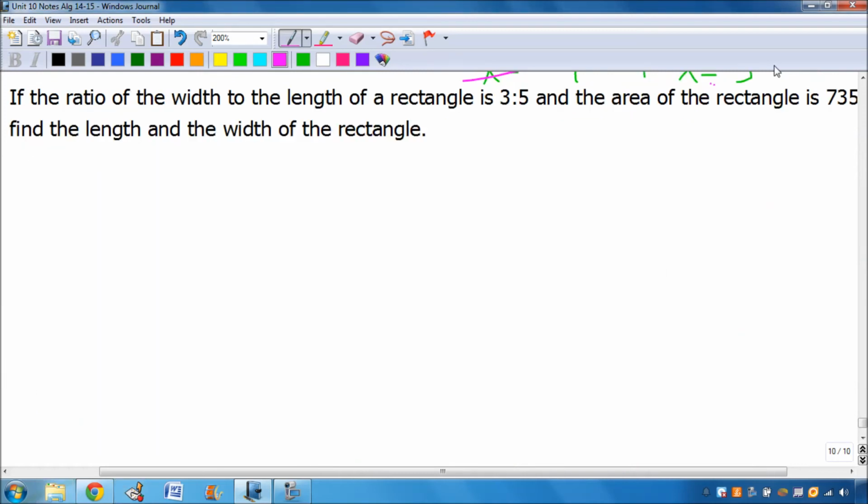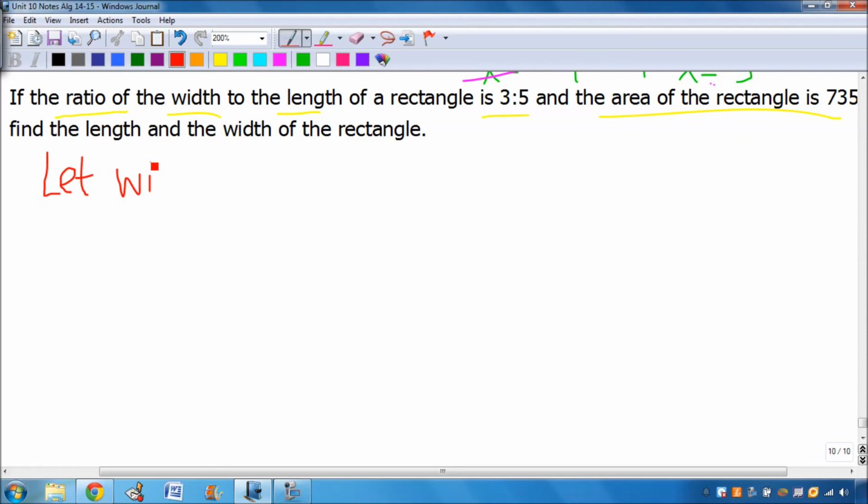So it works. I know that it's the correct answer. All right, question number 3. If the ratio of the width to the length of a rectangle is 3 to 5, and the area of the rectangle is 735, find the length and the width of the rectangle. So we know the ratio of the width to the length is 3 to 5, and that the area is 735. So I need to write my last statements. What two things do I not know? I don't know the width and I don't know the length.